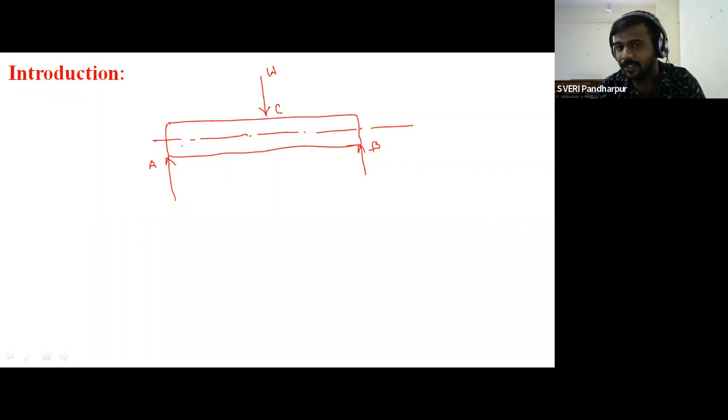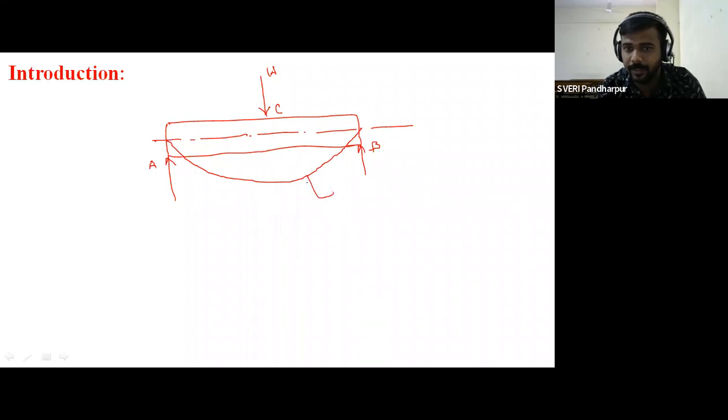Such types of beam structure we have studied in SFD BMD, in bending stresses, and also in shear stresses. But now in the same figure, how the slope and deflection will be visible and how they are to be represented on this particular figure, that we have to understand. Here this is the perfectly horizontal structure. So what happened after the loading of the beam, the bending of the beam is taking place like this. Correct?